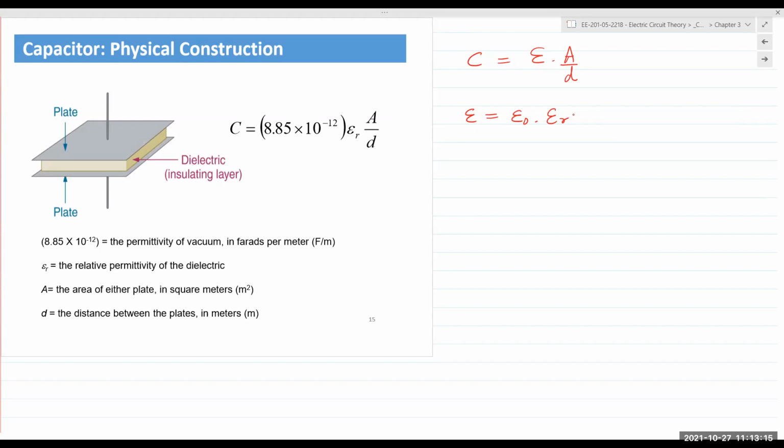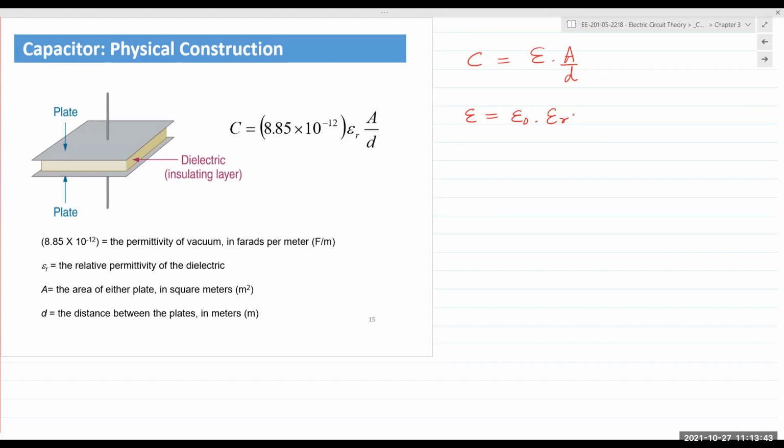Now, D is obviously easy to understand. It's the distance between the plates. Capacitance is inversely proportional, so the farther apart the two plates are, the lower the capacitance. The closer the two plates are, the higher the capacitance, right? How about A? A is basically the area of either plate in square meters, but it requires a little bit of explanation.